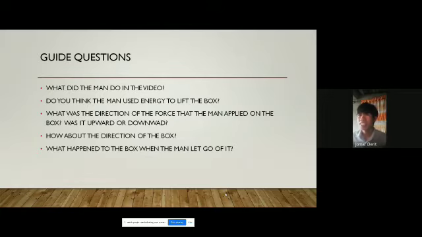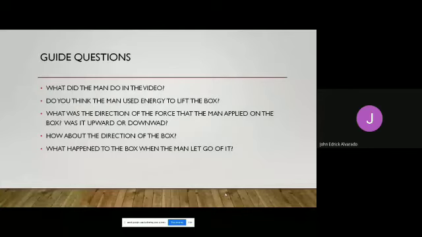Thank you, sir. So do you think the man used energy to lift the box? Yes, sir. Kasi kung wala, di po siya nag-apply ng energy. Di mo naman po malilift si box. Okay, thank you. So what was the direction of the force the man applied to the box? What do you think was the direction of the force? Upward, sir.